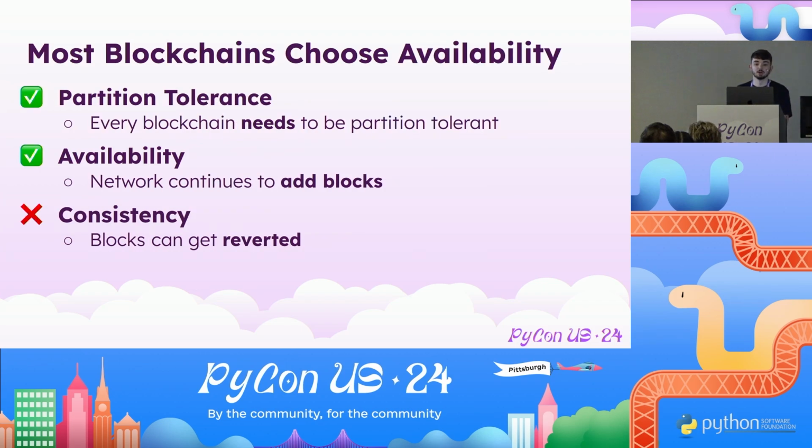Now, every blockchain needs to have partition tolerance, right? Because it's decentralized, it's permissionless, anyone can join the network. So if one node goes down, we want the network to be able to continue running. So partition tolerance is basically required. And so now the question is, do we choose availability or consistency? A lot of blockchain networks choose availability, which means the network is able to add blocks, but the data won't be consistent. So it's possible for those blocks to get reverted.